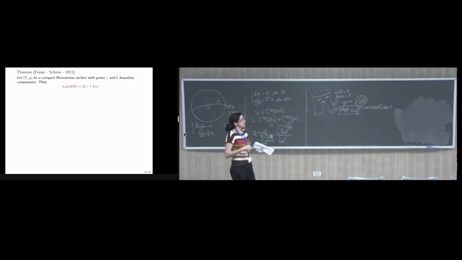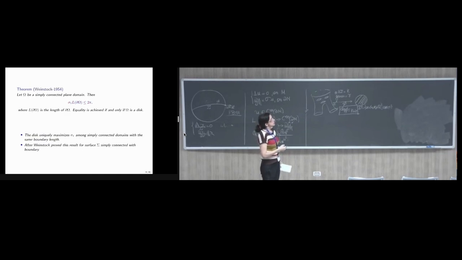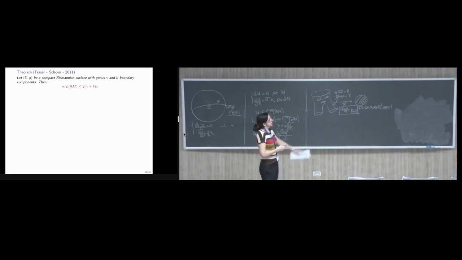If there are any questions, please let me know, right? Okay, some remarks. The first one is, if you take gamma equal to zero and kappa equal to one, you have the last results. Remember, the last result, if you have omega being a simply connected plane domain, then you have that. So in the other result here, if you have gamma equal to zero, kappa equal to one, you have the other results.